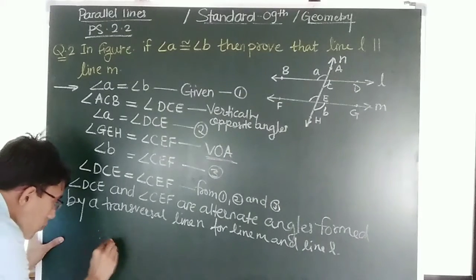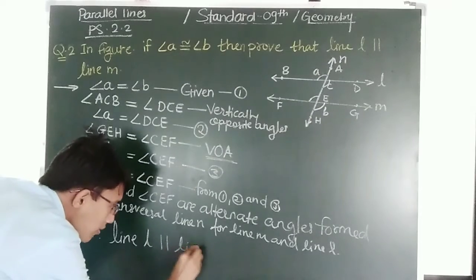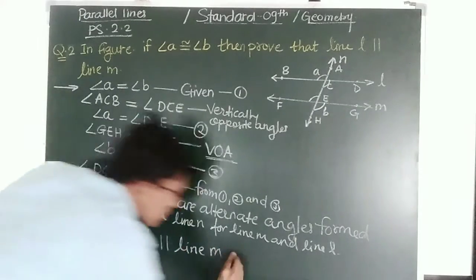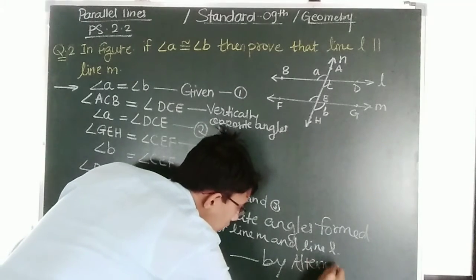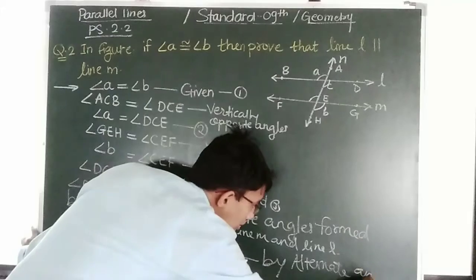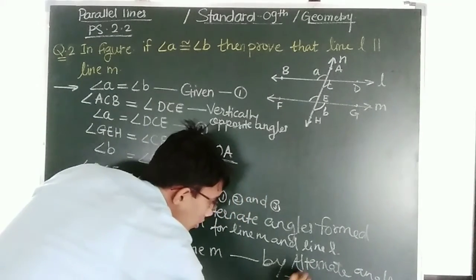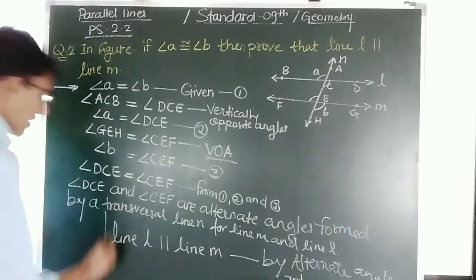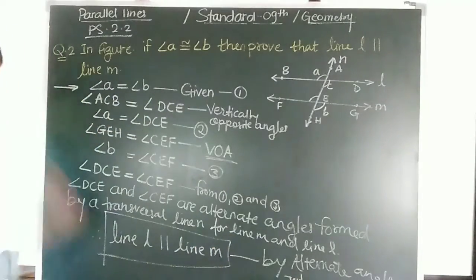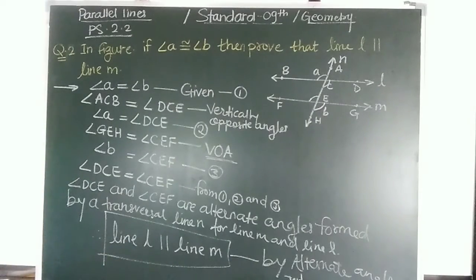So therefore line L is parallel to line M, and the reason is by alternate angle test. So hence we have proven this particular question. In this, we have found that line L is parallel to line M. So this is the solution for question number 2.